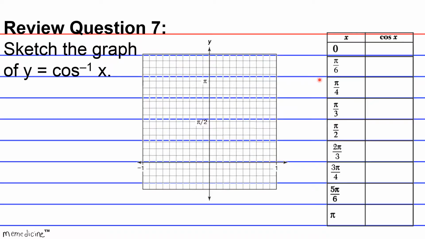And now what we want to do is to neaten things up, give all of these independent variables the same denominator. So that's going to be 2 pi over 12, 3 pi over 12, 4 pi over 12, 6 pi over 12, 8 pi over 12, 9 pi over 12, 10 pi over 12, and 12 pi over 12. Okay? All right.